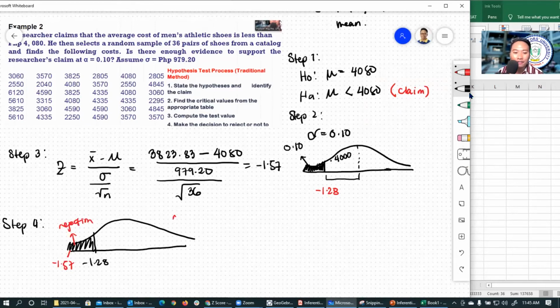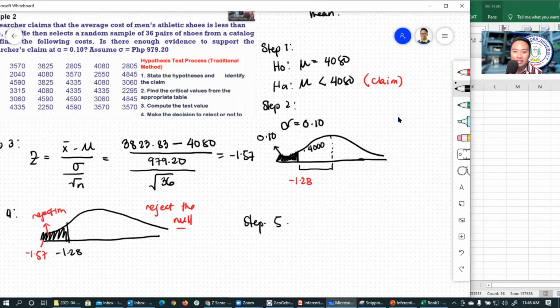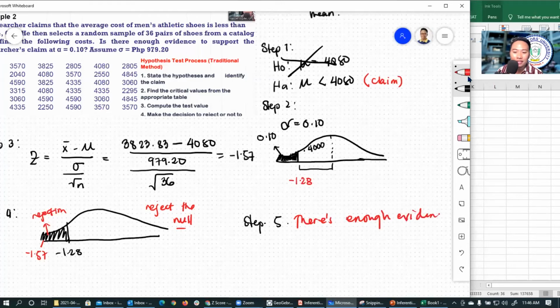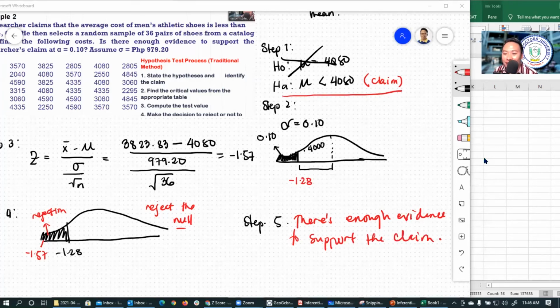So step 5, or reject the null hypothesis. Step 5, guys, is your conclusion. So because we are rejecting this, then you can say there is enough evidence to support the claim, because the claim is the alternative hypothesis. Question so far?